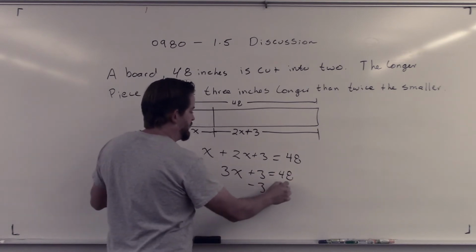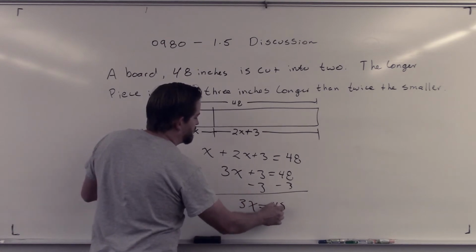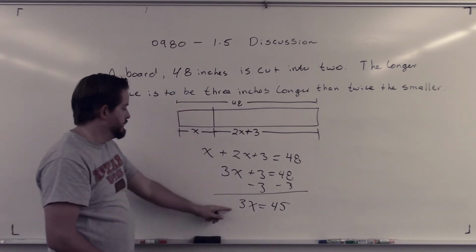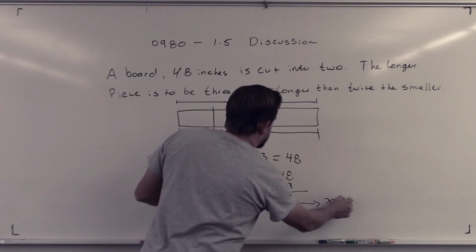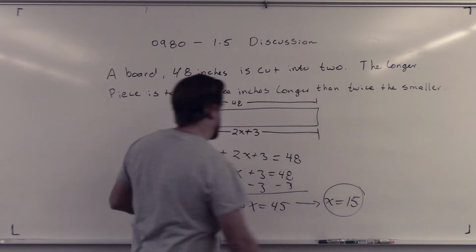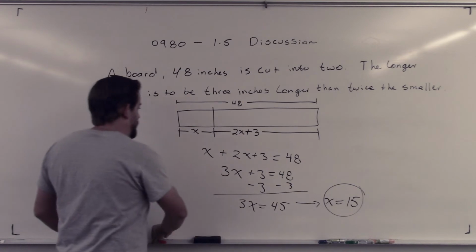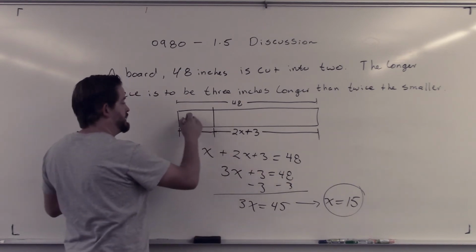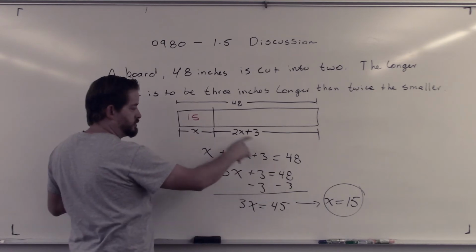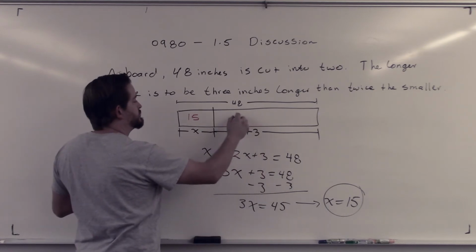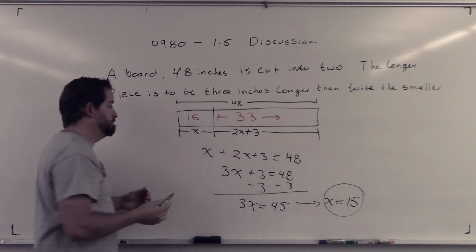Subtract 3 from both sides. That gives me 3x equals 45. And if you divide each side by 3, we're going to get x equals 15. Which tells me that the smaller piece, which is x, is 15. The bigger one is 2x plus 3, so it's twice 15, which is 30, plus 3 more, so it's 33. And those are our pieces.